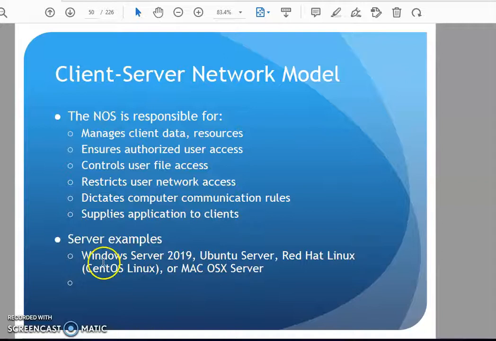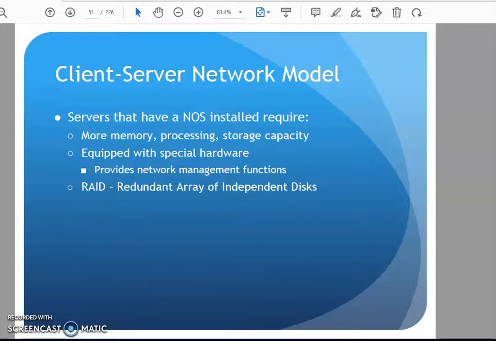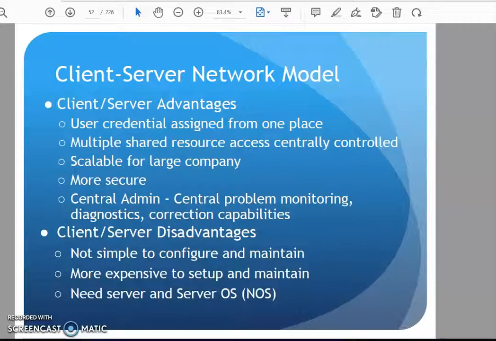Some examples are my Windows server that we were mentioning before, my Linux server, there is Mac OS X server, all those will get the job done. I might need to install some extra memory and processing and storage capability for my server, yep. And I might even need to install some extra hard drives and put a RAID array in. RAID array, a redundant array of independent disks. Those disks are in there to back each other up. In case one fails, there's copies on the other disks so that I won't lose data.